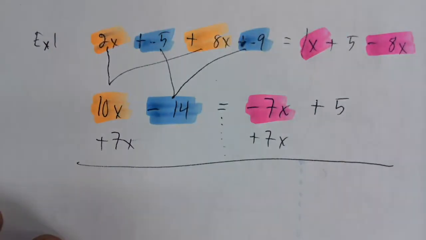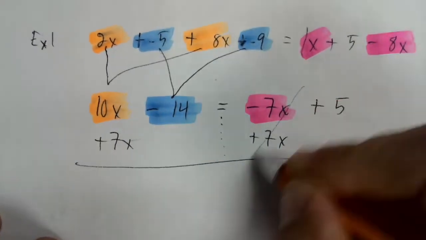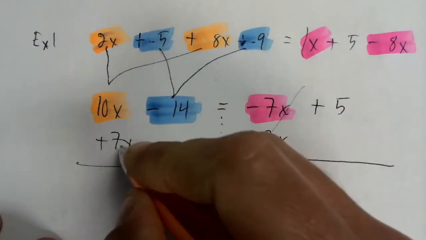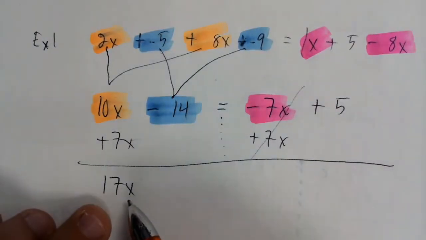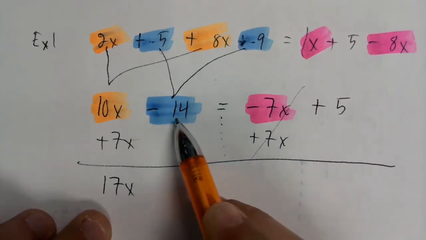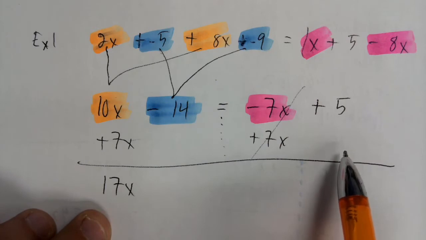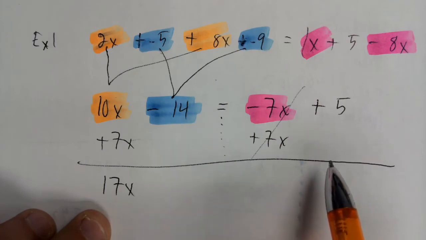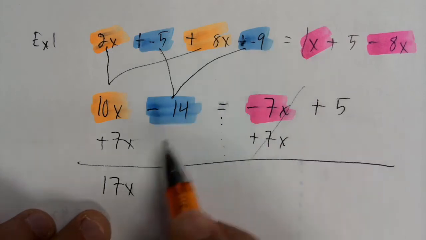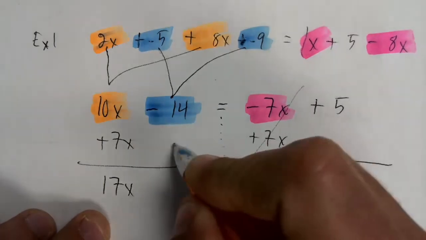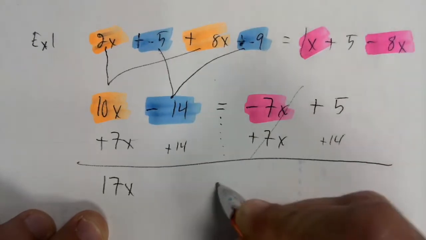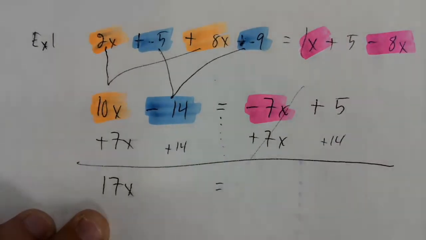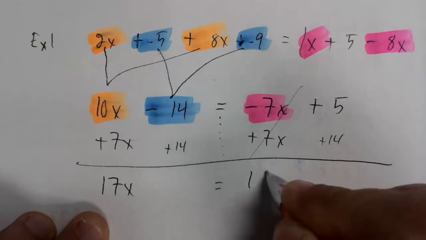What happens over here? Cancels. 10x and 7x combined makes 17x. Now that I have decided, based on Luke's recommendation, that all the x's are over here, we want to move the constants over to the right side. How do I do that? Well, 14 and 5 are the constants. 14 is negative. I'm going to add the 14 since it's negative over here. Oh, I didn't even see a negative. This is just blue. Sorry, I won't use the blue anymore.